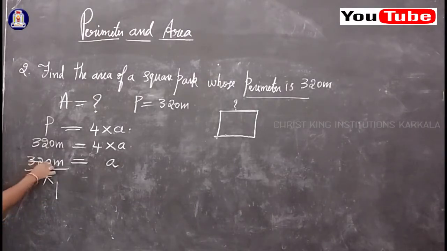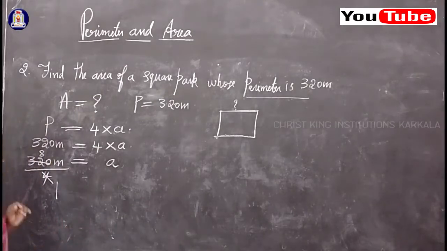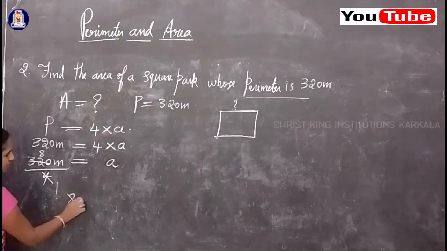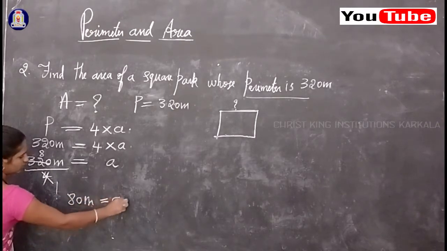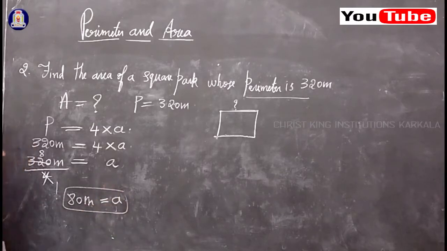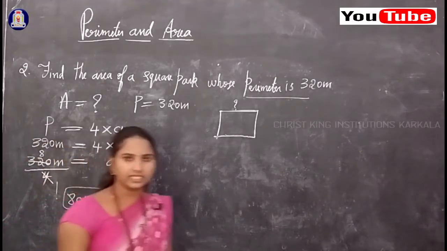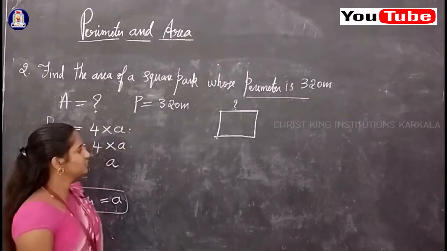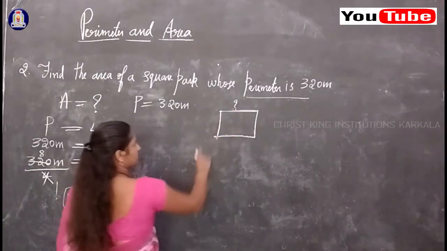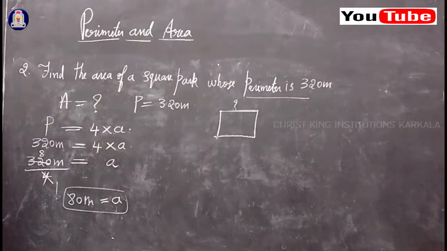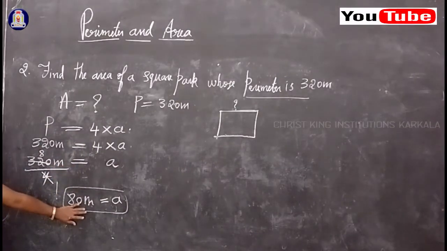4 1s are 4, 8s are 32. So 4 80s are 320, correct. So 80 meter is equal to A. So A means the side of a square. So side of a square is 80 meter. Understood? So 80 plus 80 plus 80 plus 80 total 320. Clear? So perimeter is given, so we can find the side.